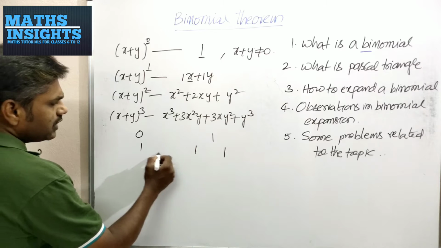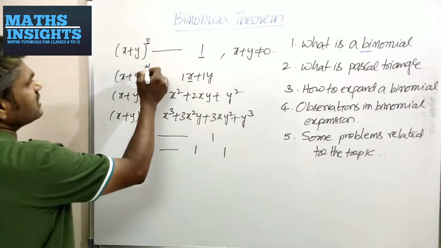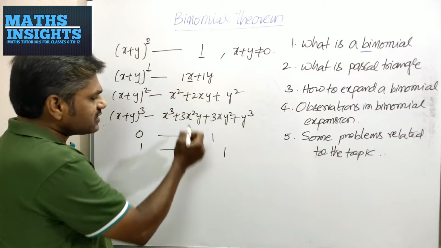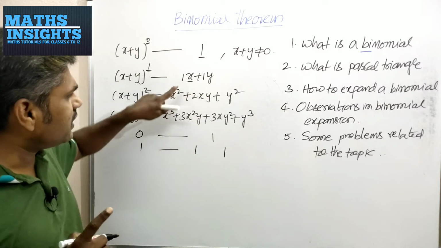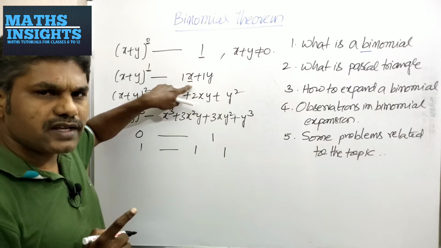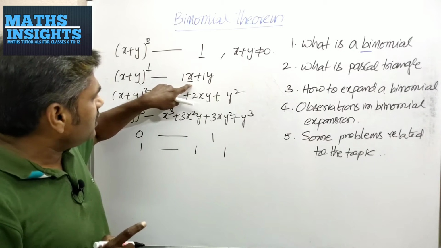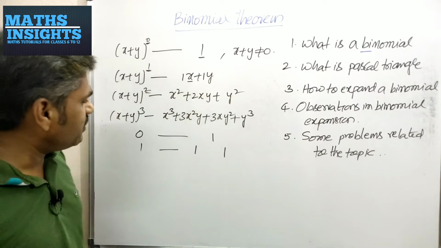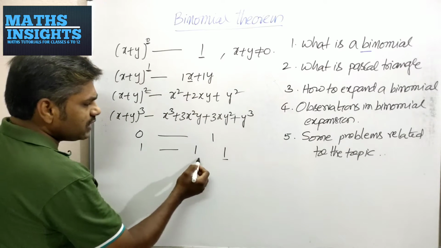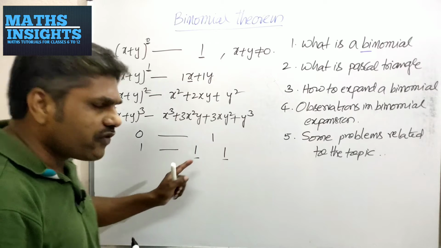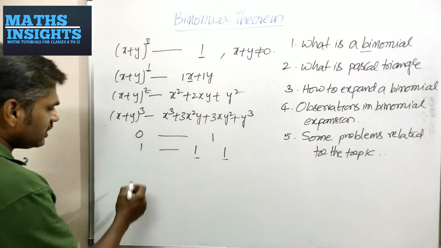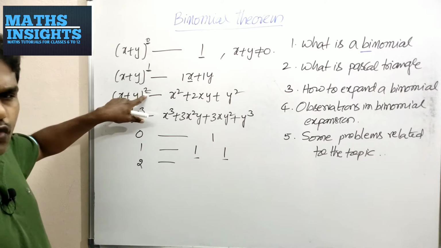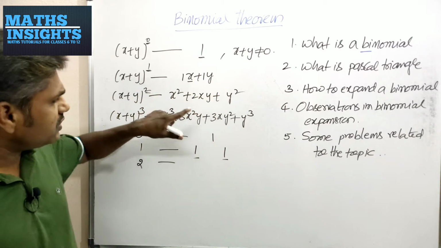If the index of the binomial is 1, see, this is the index of the binomial. If you observe the coefficient of x, the coefficient is the number which is multiplied by the variable. Here the variable is x, x is multiplied by 1, y is multiplied by 1. So I am writing only coefficients to explain something.